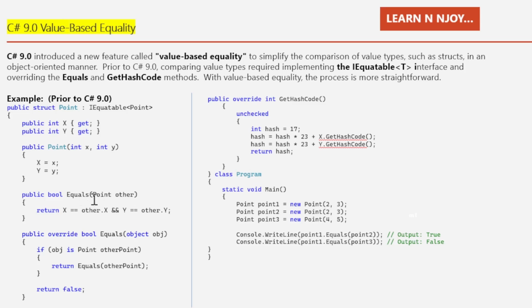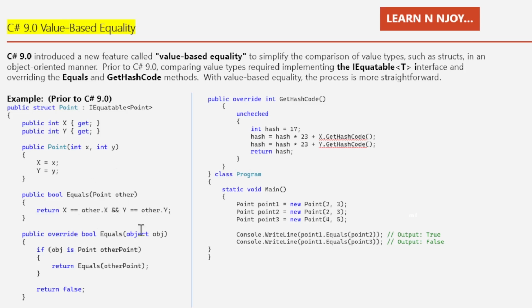There is an Equals method that accepts a Point struct. Now it's verifying capital X equals other.X, capital Y equals other.Y. So basically it is just verifying whether these values are matching or not. If it is matching, then it returns a true value. If it does not match, then it returns a false value.